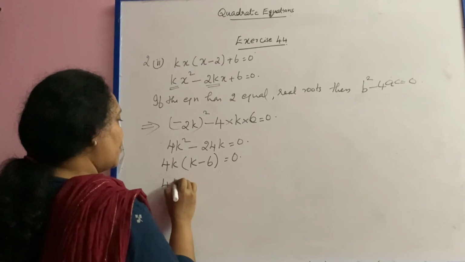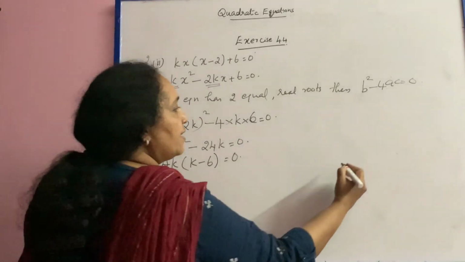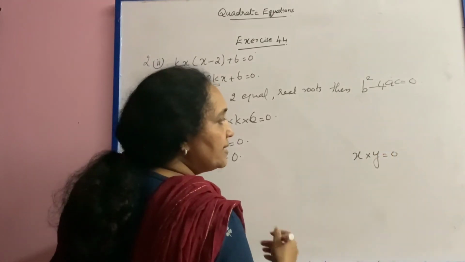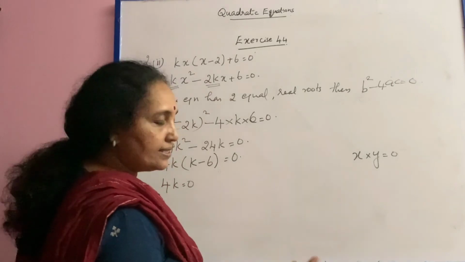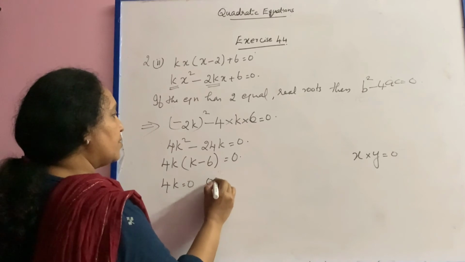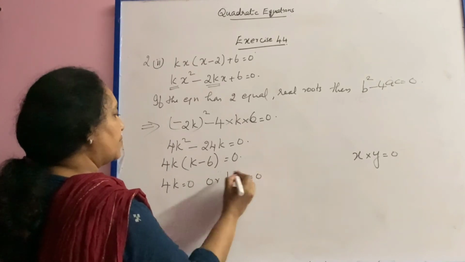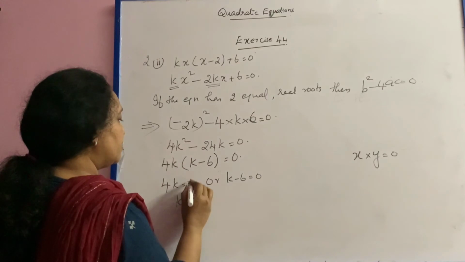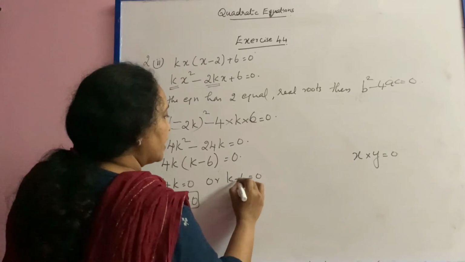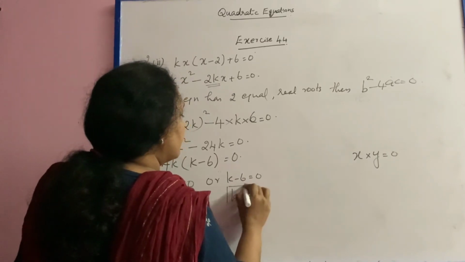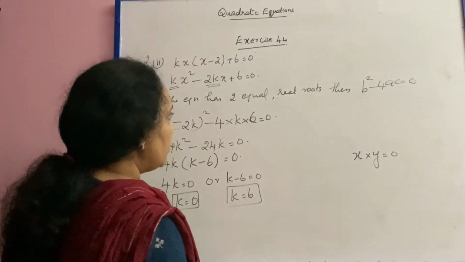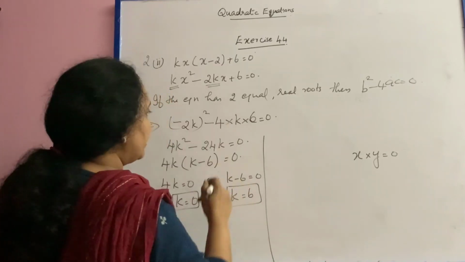See, when x into y is equal to 0, this means x is equal to 0 or y is equal to 0. The same way, 4k into k minus 6 is equal to 0 means 4k is equal to 0 or k minus 6 is equal to 0. From here we get k is equal to 0 by 4, that is k is 0. And from here k minus 6 is equal to 0, that means k is equal to 6. So k is equal to 0 and k is equal to 6 are the two values.